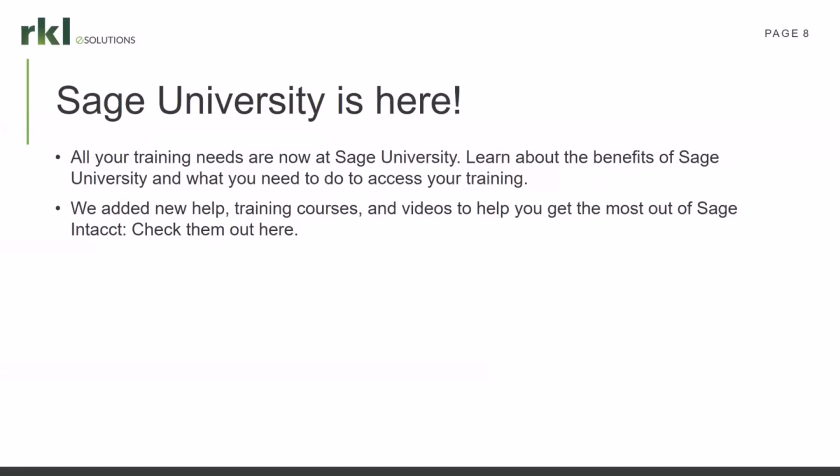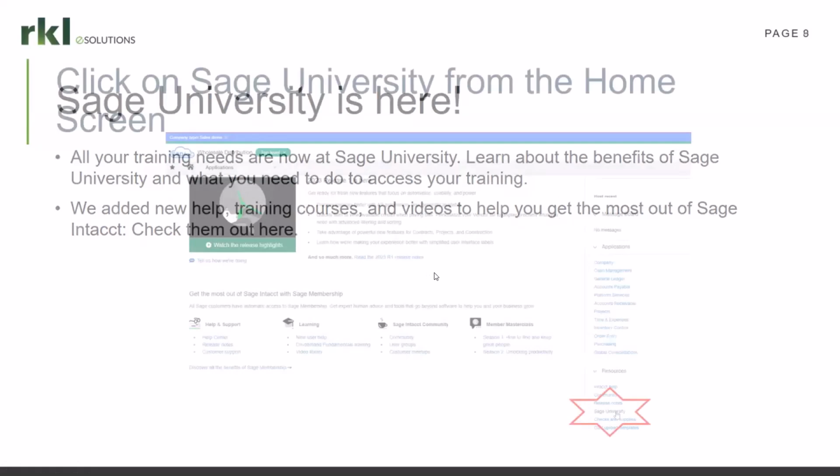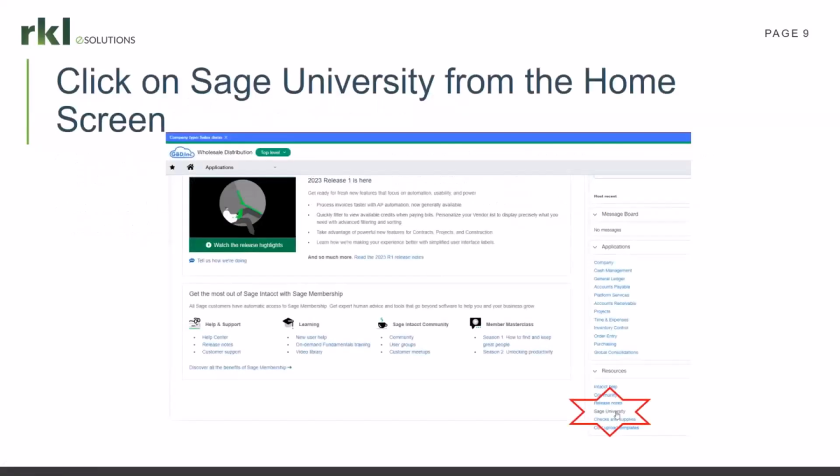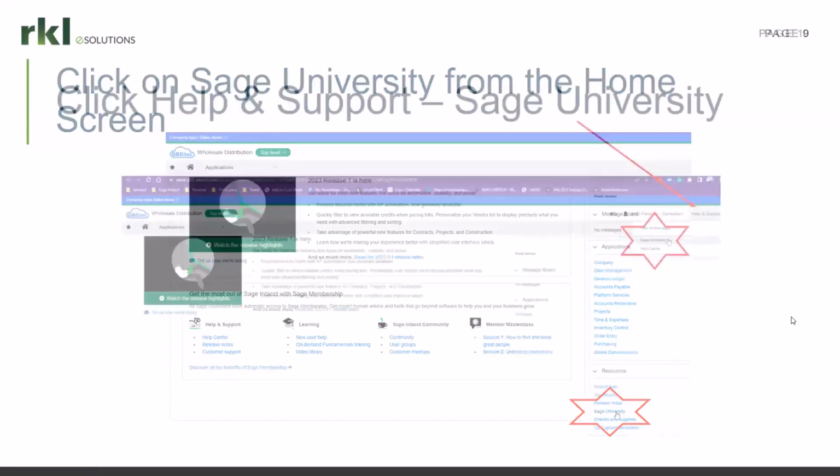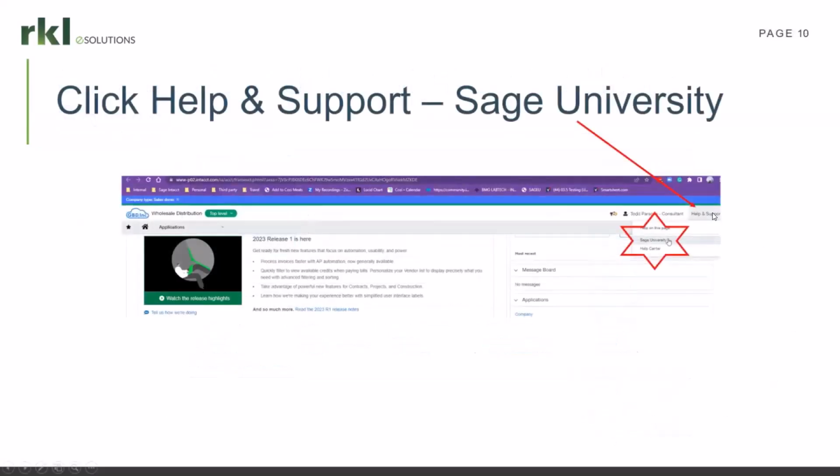I'll also show you, if you don't already have a Sage Learning Center, we'll talk to your implementation specialist as to why you don't have one, because you should, but we'll go through that as well in the video, in the demo here in just a minute. But from your home screen, you can hit it down here, Sage University at the bottom in your resource section. You can also get to it from the help and support. Instead of Learning Center now, the Sage University is there.